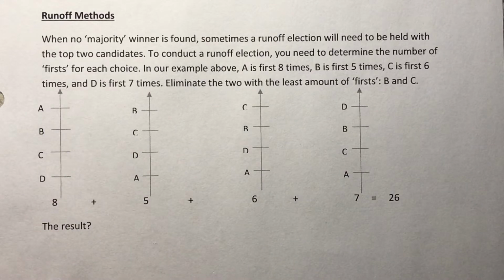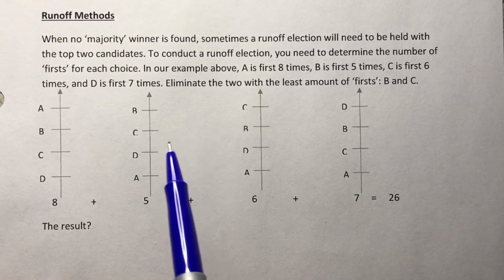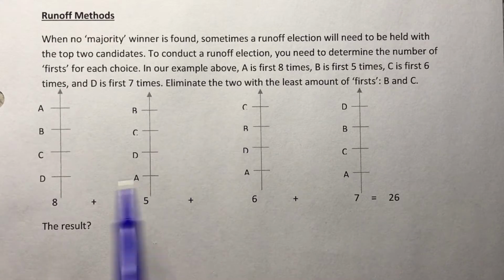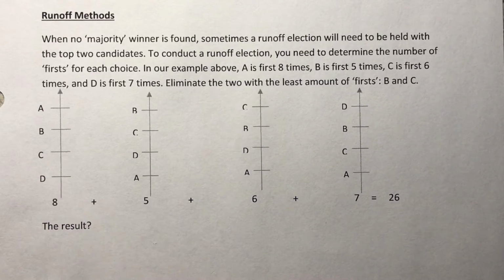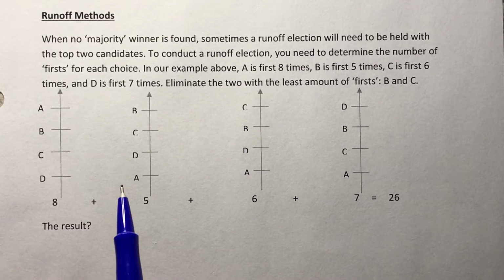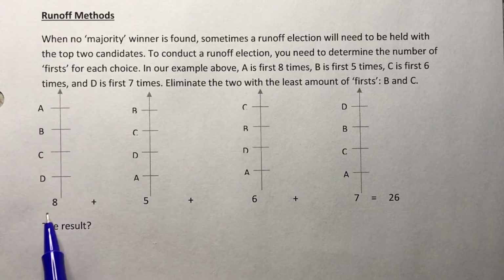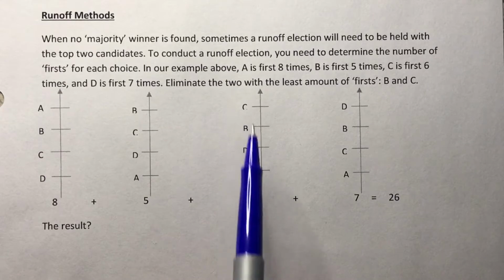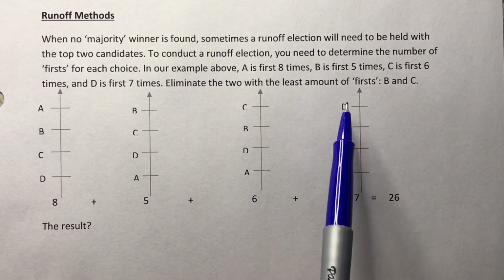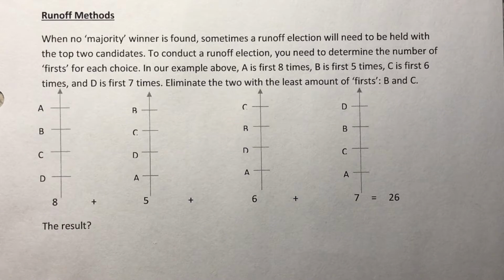To conduct a runoff election, you need to determine the number of firsts for each choice. In our example, it's on page 4, I believe. It's also right here. A came in first 8 times. B came in first 5 times. C came in first 6 times. And D came in first 7 times. So we want to eliminate the two that have the least amount of first place votes. In this case, it would be B and C.